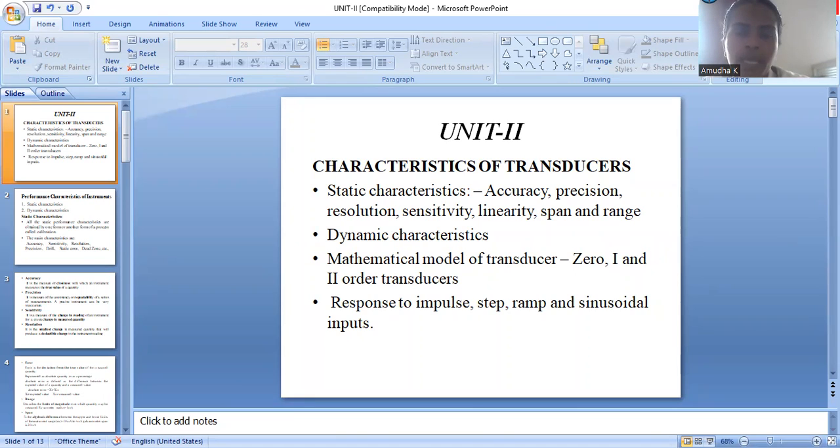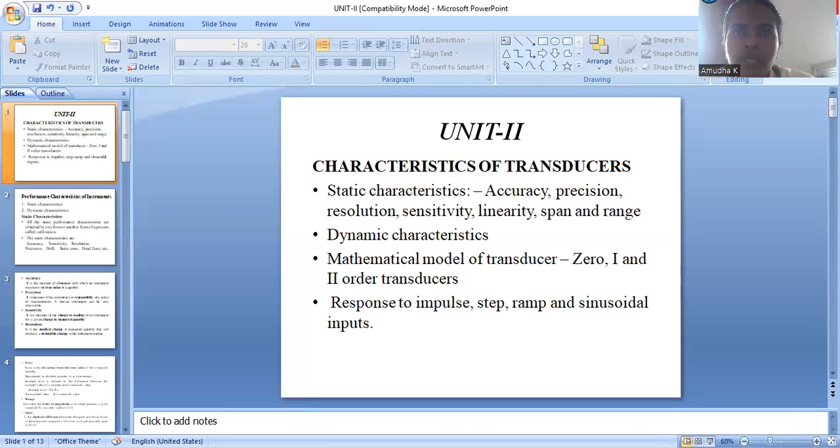And another one, dynamic characteristics. Mathematically, the transducers are classified as either zero order transducer, first order transducer, or second order transducer. This is how we can identify the transducers as zero order, first order, or second order, with respect to the transfer function order. Based on that order, the transducers are classified as zero order, first order, or second order transducers.